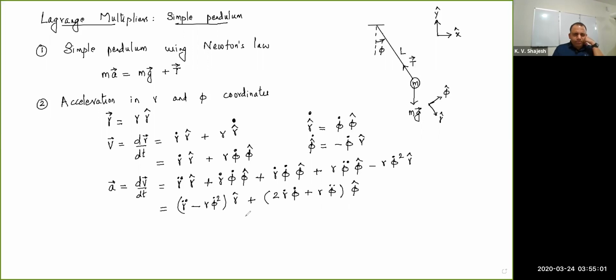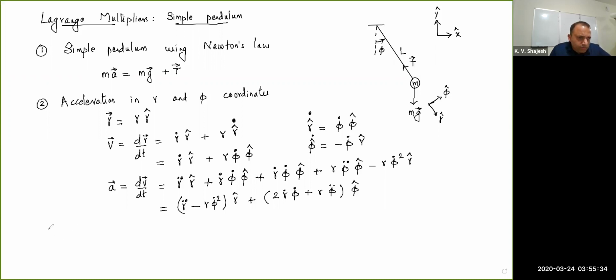And there are interpretations for each term. The first term here, r double dot, is the radial acceleration. The second term is the centripetal acceleration, that is radially inward. The third term is a Coriolis force that depends on both the rate at which r is changing and the rate at which phi is changing. And the last term is actually the tangential acceleration, which purely depends on the second derivative of phi.